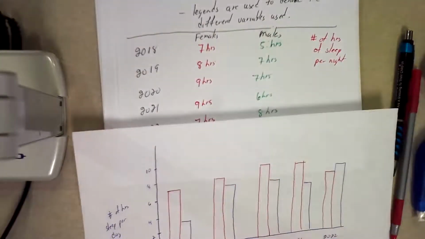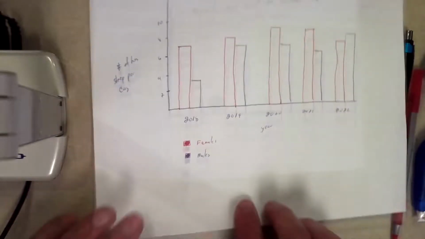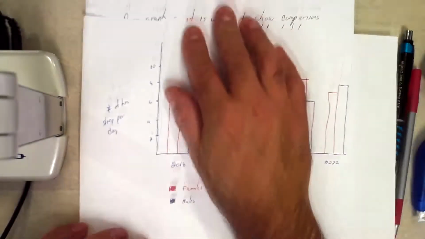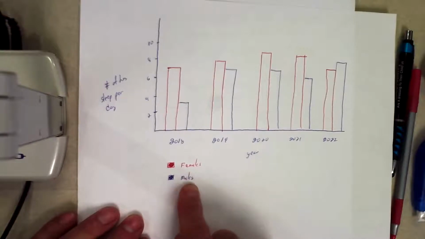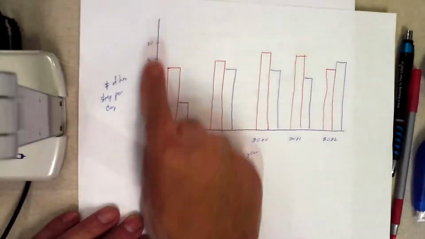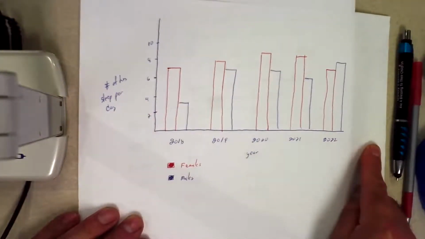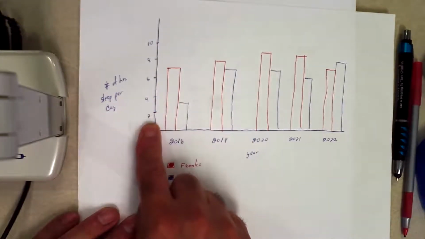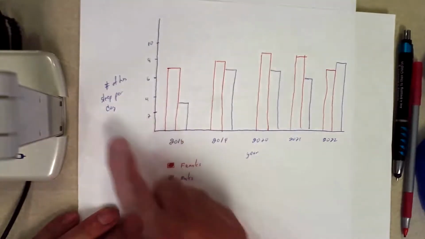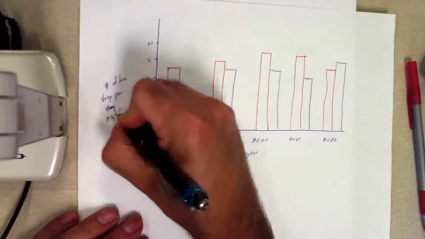Right. So I should have used green for the males, but I used blue. So, all right, here's my legend. I'm going to use red for females, blue for males. And I have this axis. I got my vertical and I have my horizontal. So along the vertical axis, I have the number of hours of sleep per night, right? I put day, or is it per night? You don't sleep during the day, but per night, right?